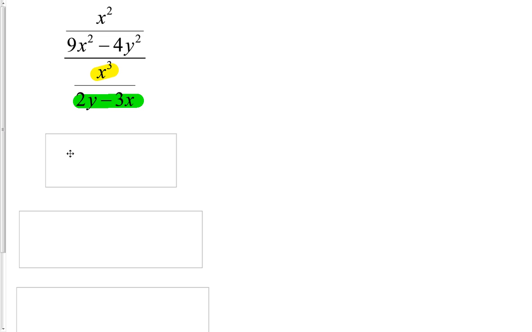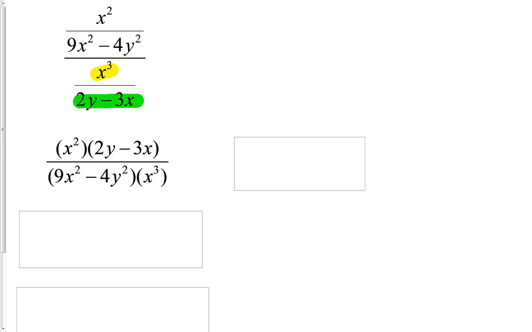to multiply. So if we pull this away here, our original x squared goes right here in our numerator where it should be. 9x squared minus 4y squared goes in our denominator as we would expect. And then our x cubed, originally in the numerator, goes to the denominator because we flipped the bottom fraction. Same thing here, the 2y minus 3x that was previously in the denominator down here goes up to its numerator. So once we have flipped the fraction, we are multiplying, and now we can simplify this a little bit quicker.